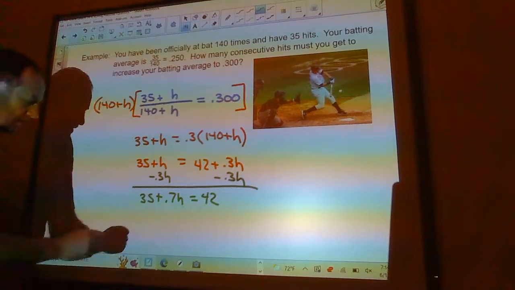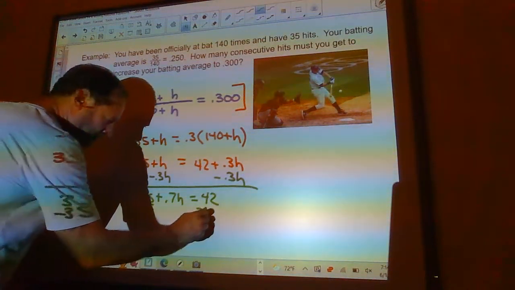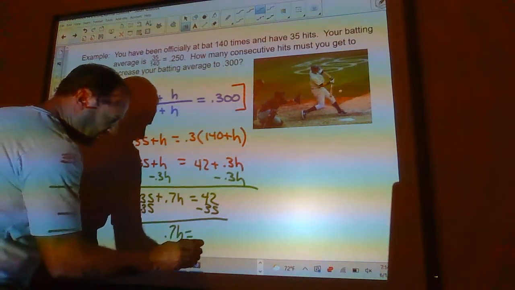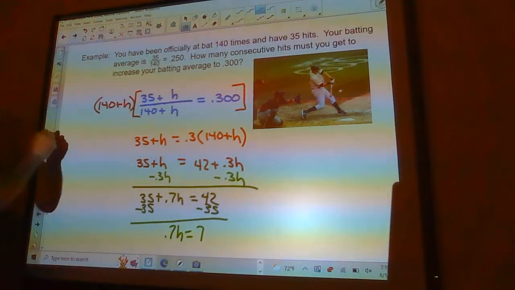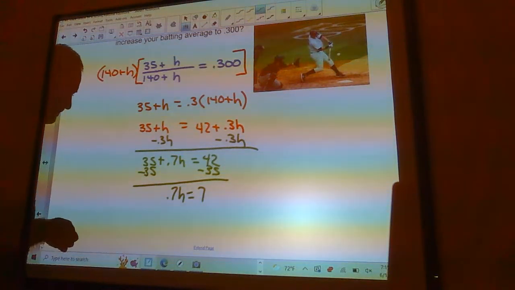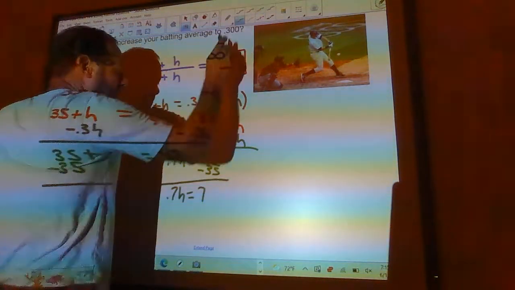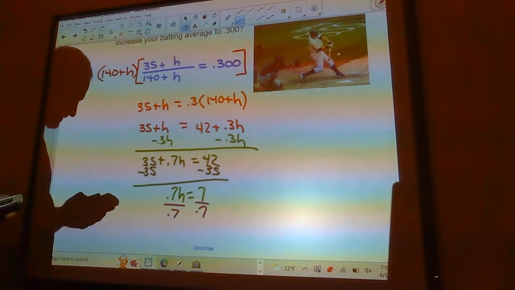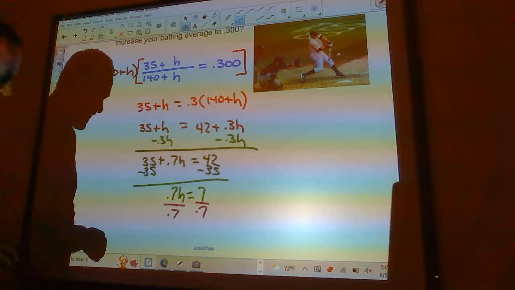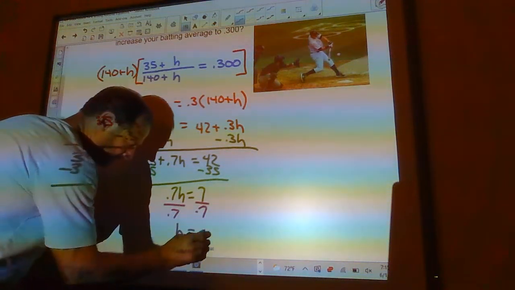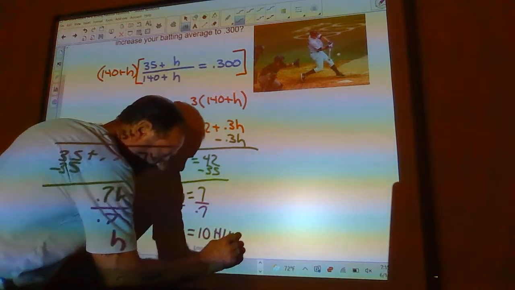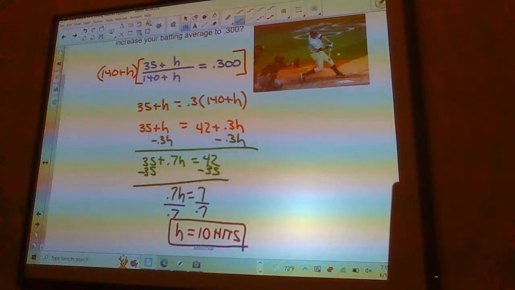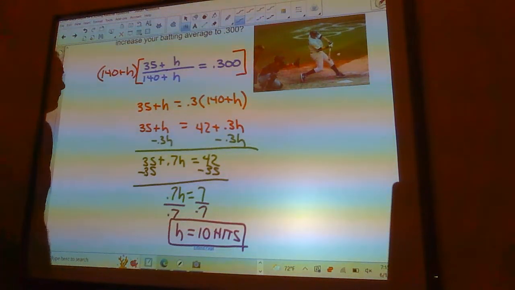I'm going to go ahead and move this over here. So I'm going to get 0.7H equals what, 7? All right, so I'm going to divide both sides by 0.7. So 7 divided by 0.7 is going to be 10. H is 10 hits. All right, so I got to get 10 hits in a row to raise my batting average to .300.